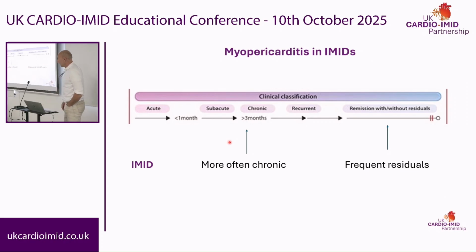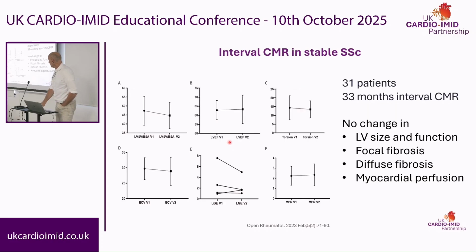The first is that the presentation of myocardial involvement in IMIDs is completely different to viral myocarditis. Viral myocarditis often follows the course that's been outlined in the ESC: acute or subacute, chronic, recurrent, remission. Whereas patients with IMIDs, of course, have a background of inflammation in the heart as part of their systemic illness. So whether these guidelines per se are applicable to our patients, one may consider, and it much more commonly leads to residuals in our patients.